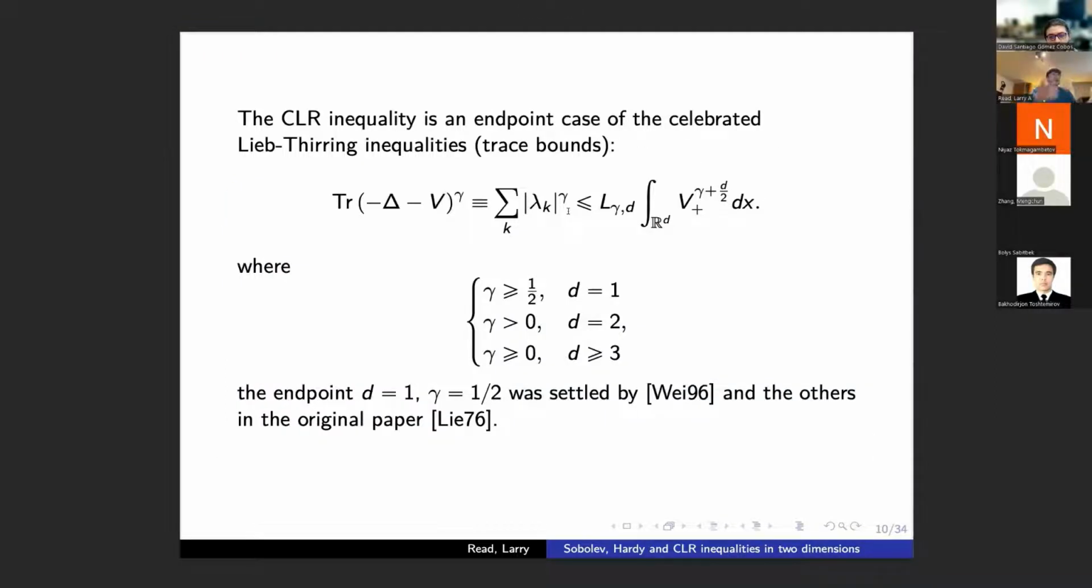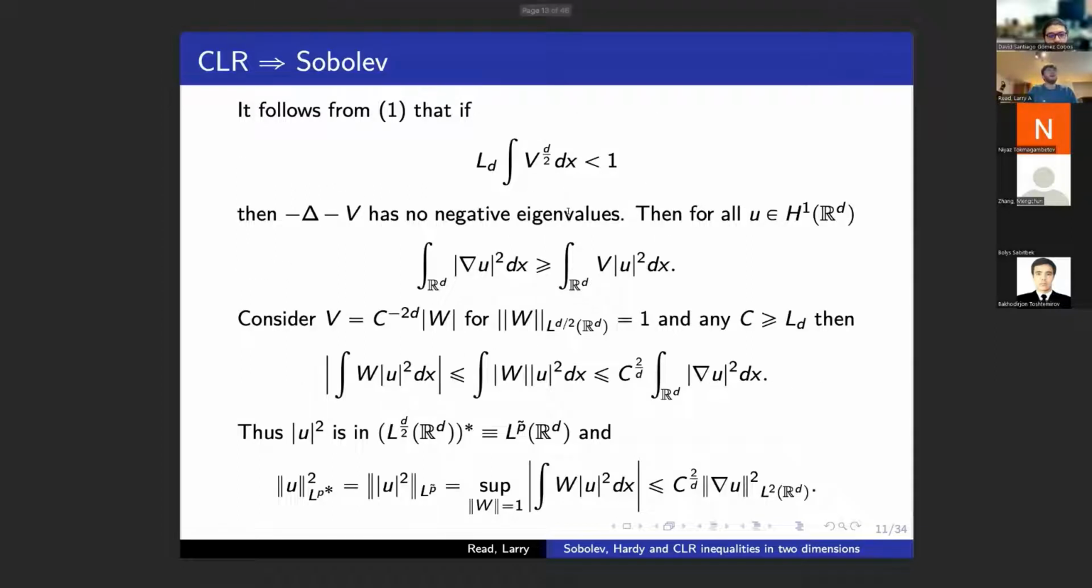Now, I should mention that the case where d is equal to 1 and gamma is equal to half is settled by Timo Weidl, and the other cases were settled either in the CLR inequality by those various authors, or in the original paper of Lieb and Thirring. And a surprising result, well, not so surprising here, is that the CLR inequality implies the Sobolev inequality.